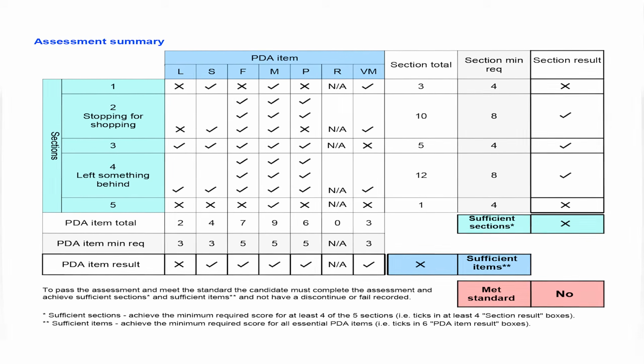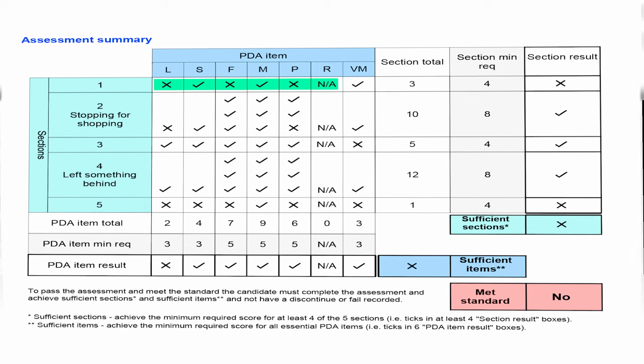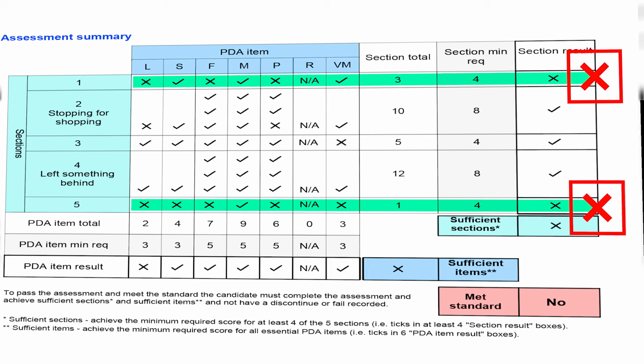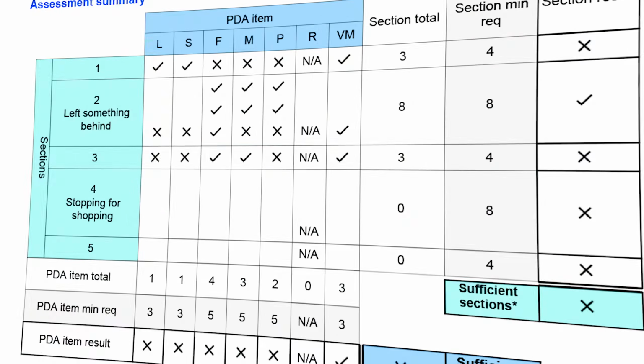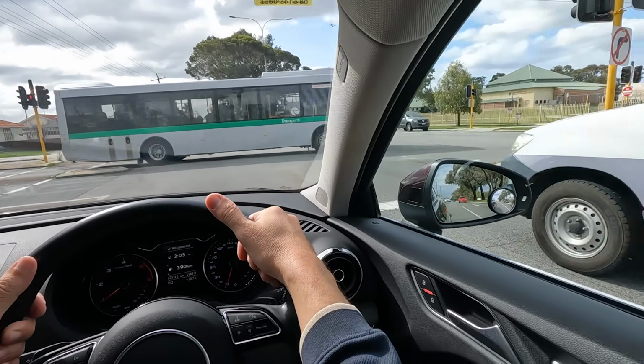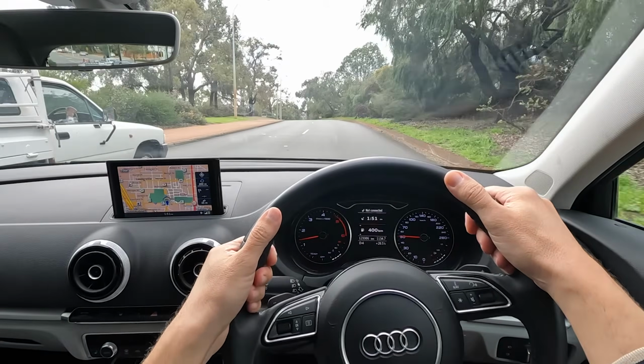You can fail based on insufficient sections, which are the horizontal columns, or insufficient items, which would be the 7 criteria points. Here's a complete guide to understanding driving test points. In this video, I'll show you actual driving test sheets and how to avoid crucial mistakes.